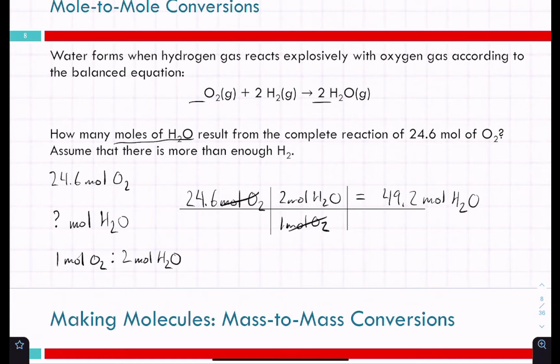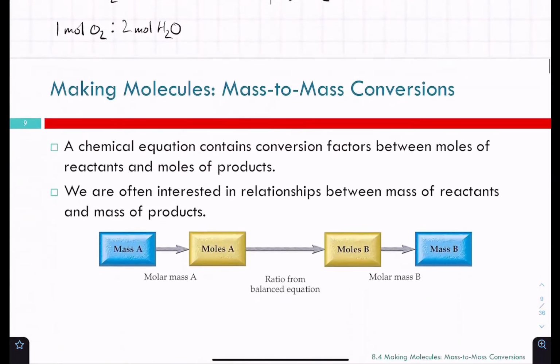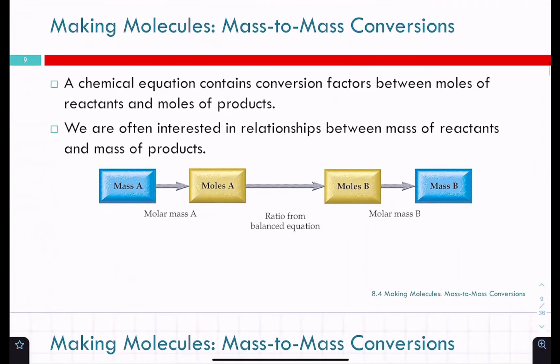I'm going to add another layer of complexity, though, because it's not going to be that simple, because we can't measure moles of things directly. We can only measure the mass. Or at least at this point, we've only talked about measuring the mass. So our chemical equation contains conversion factors between moles of reactants and moles of products. So if we want to figure out how we get from one chemical to another in a chemical equation, we have to be in units of moles. But like I said, most of the time, we don't have the number of moles directly, we just have the number of grams.